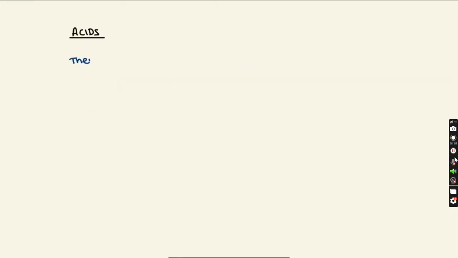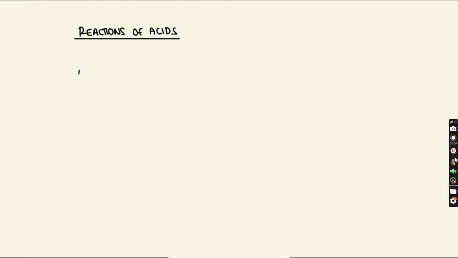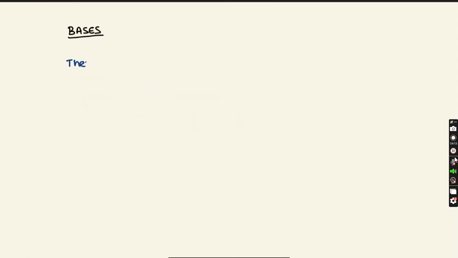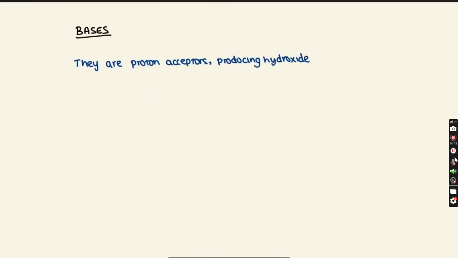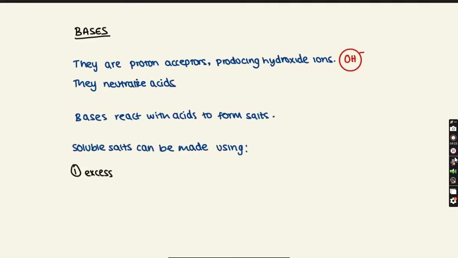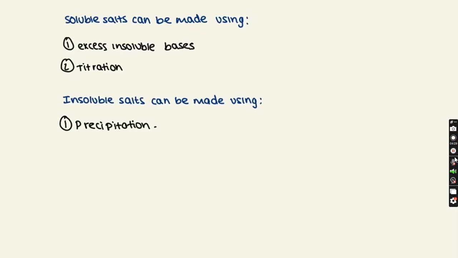Acids are proton donors, producing hydrogen ions. They react with metals to produce salt and hydrogen gas, with bases to produce salt and water, and with carbonates to produce salts, water, and carbon dioxide. Bases are proton acceptors, producing hydroxide ions. They neutralize acids. Salts are formed from the reactions between acids and bases, and soluble salts can be prepared using excess insoluble base or using titration, while insoluble salts are prepared through precipitation.